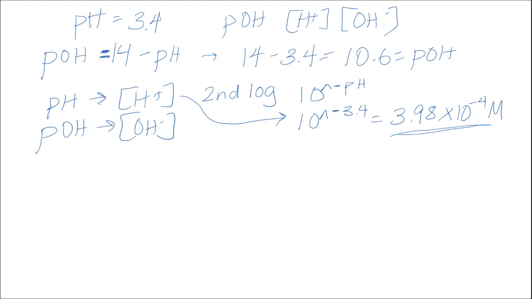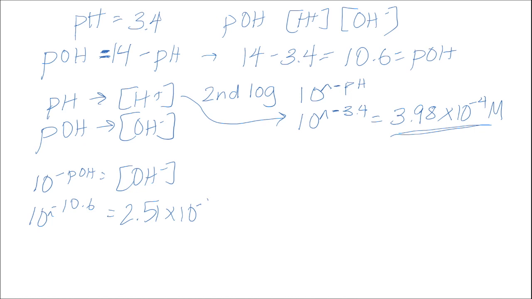So let's say I use my pOH. I know that 10 to the minus pOH is going to be my OH minus concentration. So I'm going to say 10 to the negative 10.6, right? Because that was my pOH above. And that is the second log again. And I get 2.51-ish times 10 to the minus 11 molar.